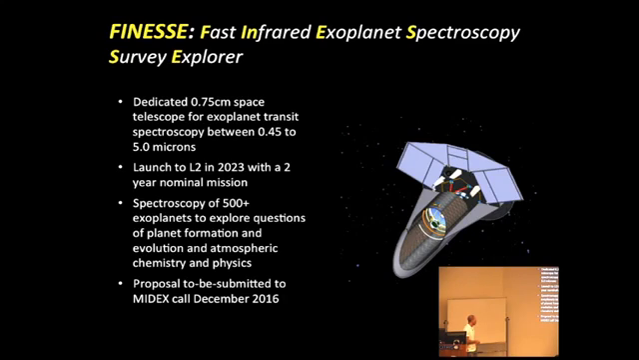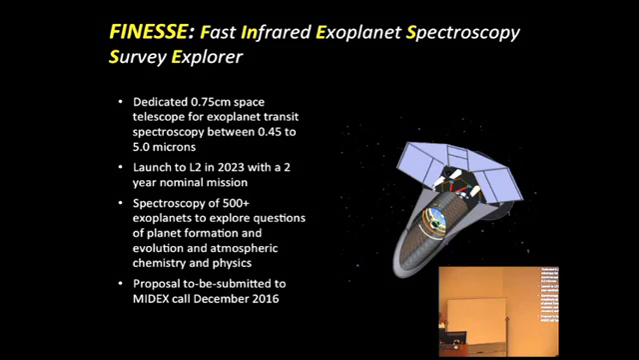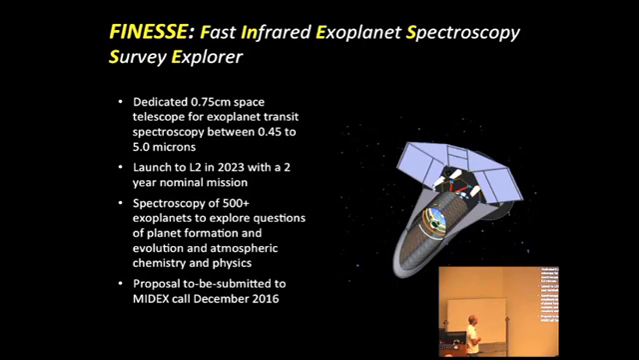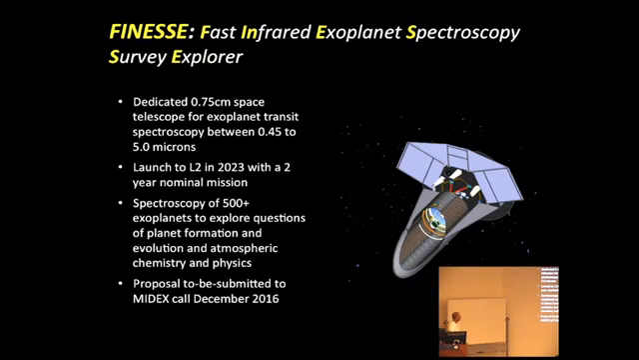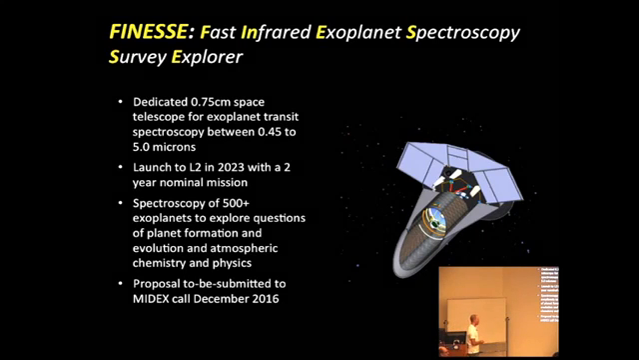So this is an old picture of the FINESSE concept. The current concept is described here: a dedicated 75, that's not 0.75 centimeters, it's 75 centimeters, micro telescope. We're really doing this on a budget. Yeah, exactly. 75 centimeter space telescope dedicated just for transit spectroscopy with a spectrometer and a single shot that you get 0.5 to 5 microns. And so that's in contrast to JWST, in which you'll have to put together your spectrum over a wide wavelength range with multiple observations.